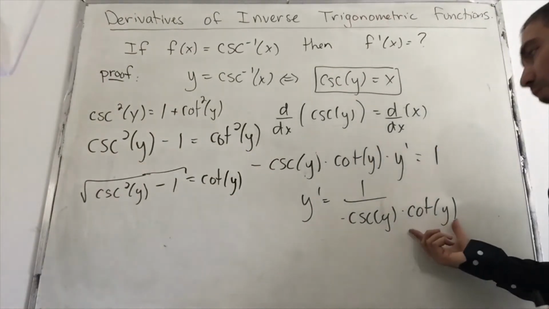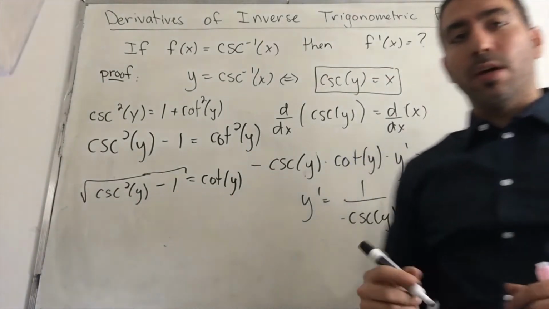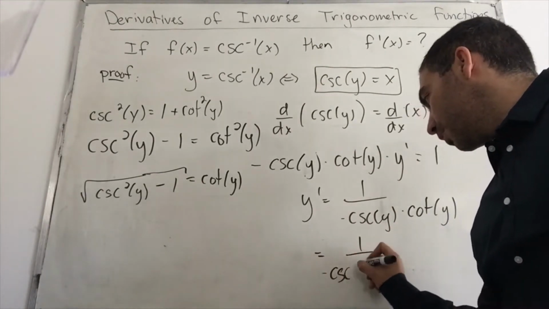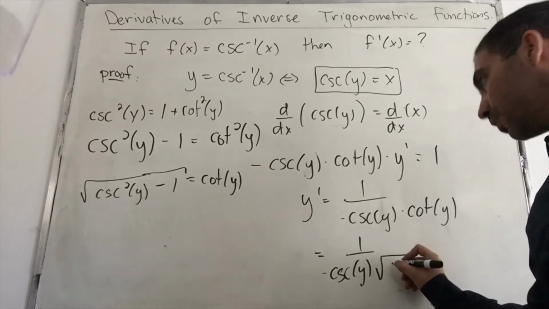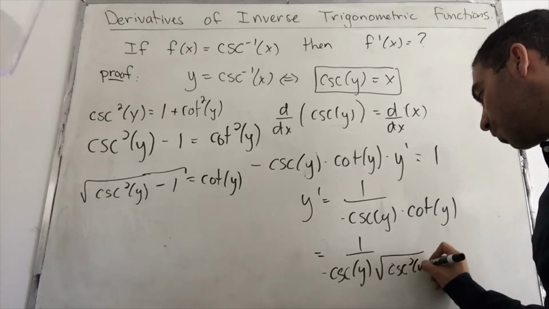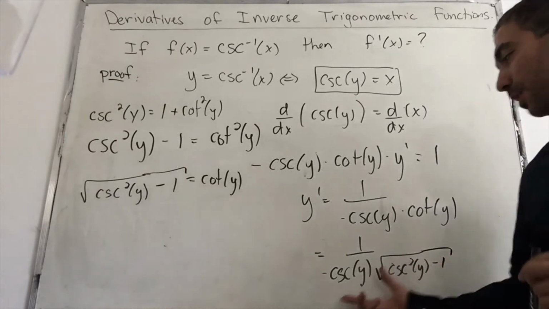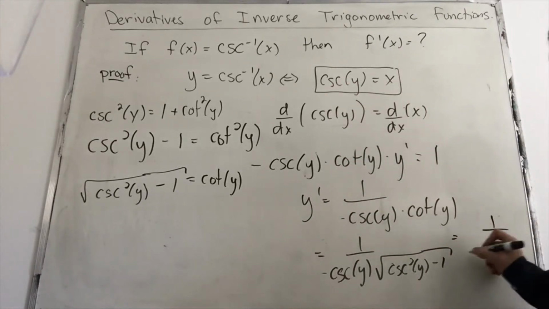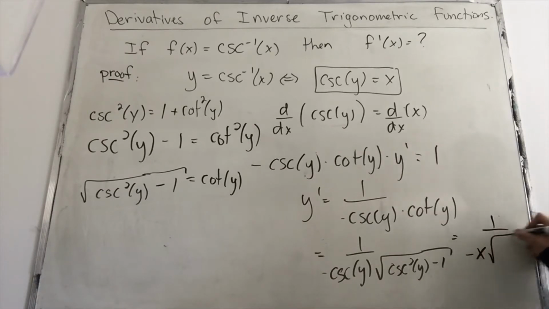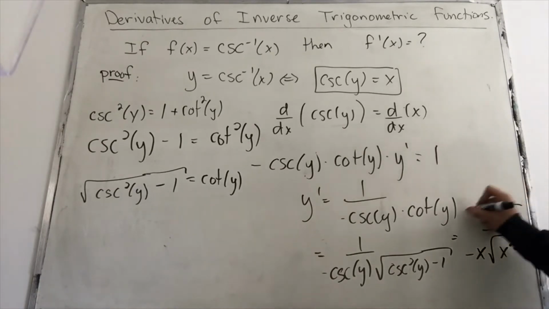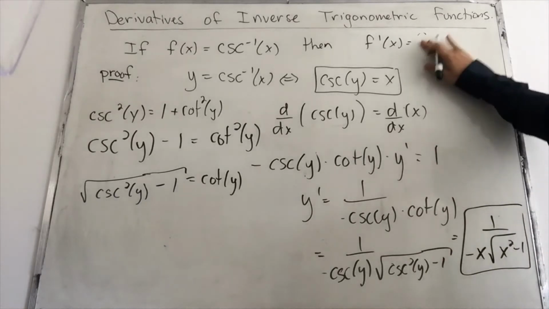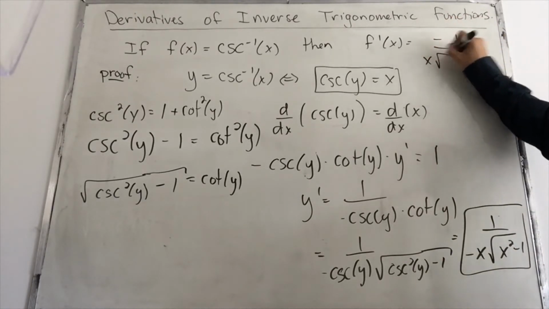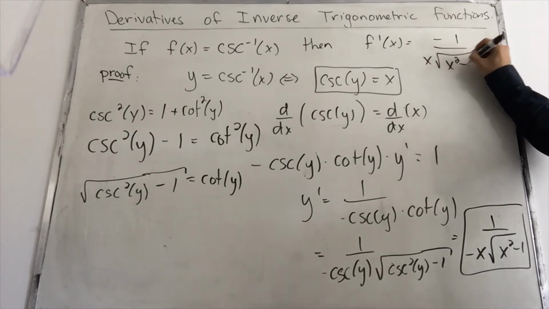So we're going to substitute cot of y with the square root of cosecant squared of y minus 1, giving us 1 over negative cosecant y square root cosecant squared of y minus 1. And now we're going to substitute all the cosecants of y with x, leaving us with 1 over negative x square root of x squared minus 1. Okay, and that's our derivative. So negative 1 over x square root x squared minus 1.